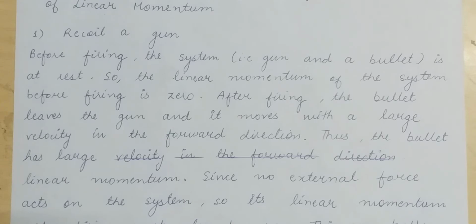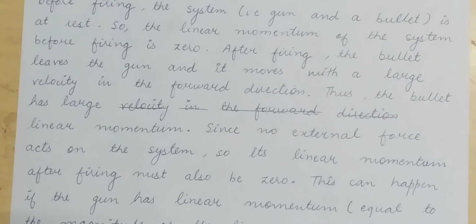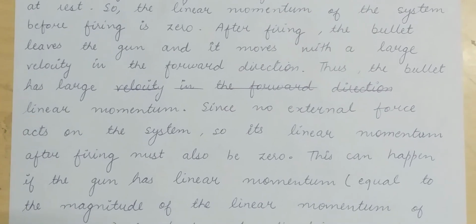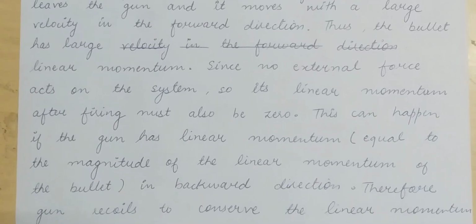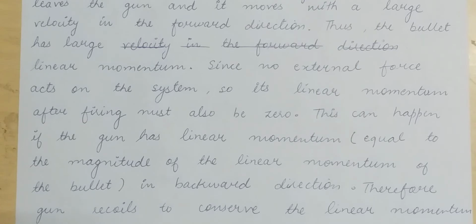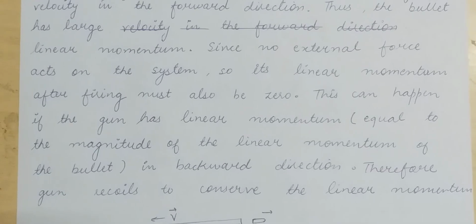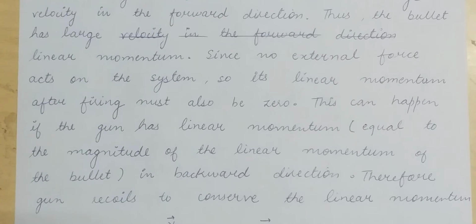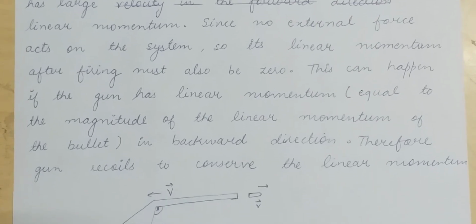After firing, the bullet leaves the gun and it moves with a large velocity in the forward direction. Thus the bullet has large linear momentum. Since no external force acts on the system, its linear momentum after firing must also be zero. This can happen if the gun has linear momentum equal to the magnitude of the linear momentum of the bullet in the backward direction. Therefore, the gun recoils to conserve the linear momentum.